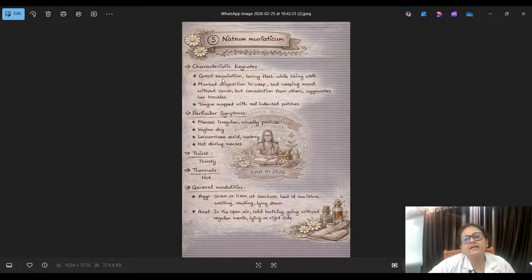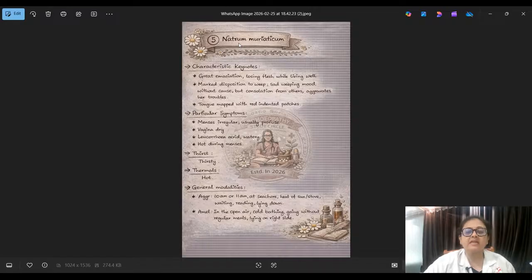The difference between Natrum mur and Phosphorus. See how Phosphorus is very sensitive to outside impressions. They will take all impressions and again diffuse it, give it back. That is Phosphorus. But Natrum mur is, you know how salt absorbs water, that way they absorb everything and keep it inside. That is a major difference between Phosphorus and Natrum mur.